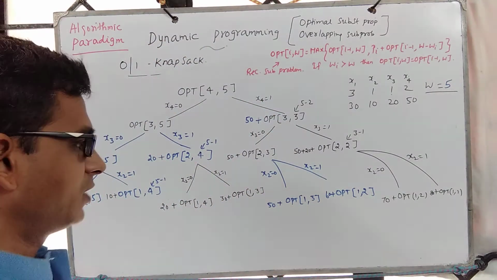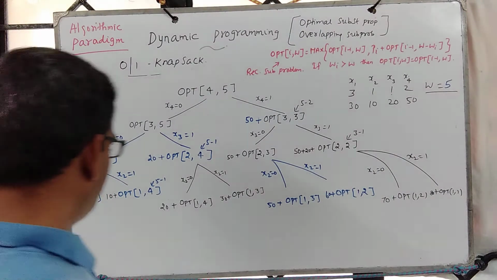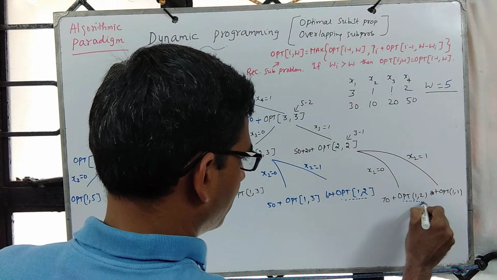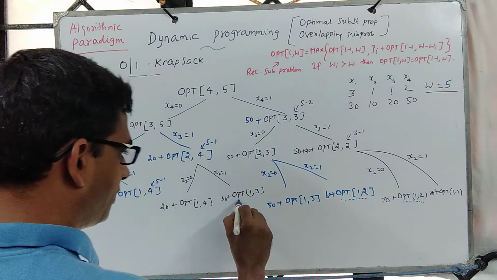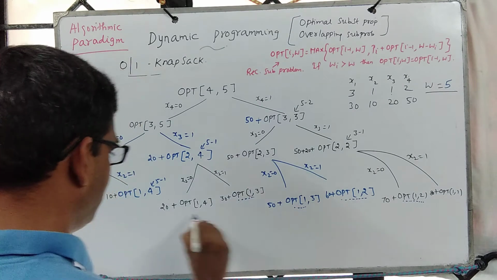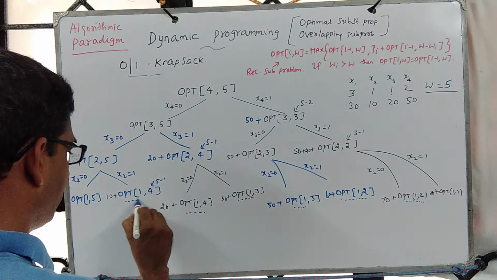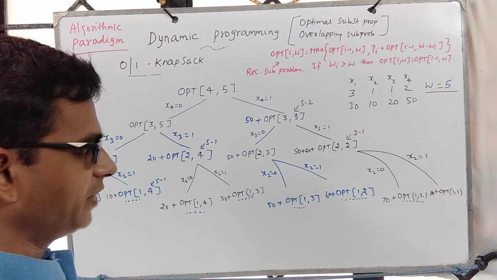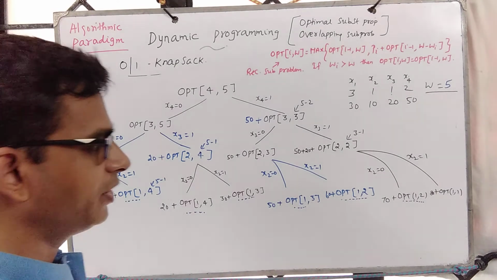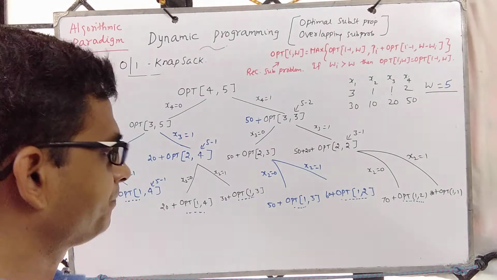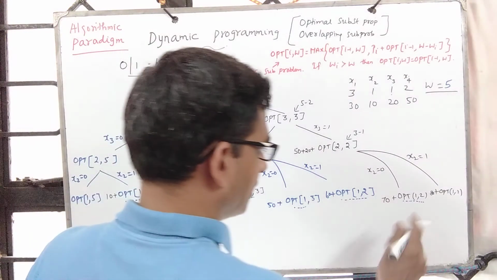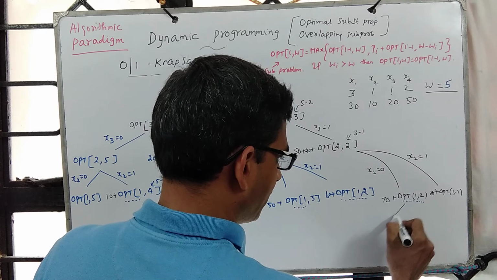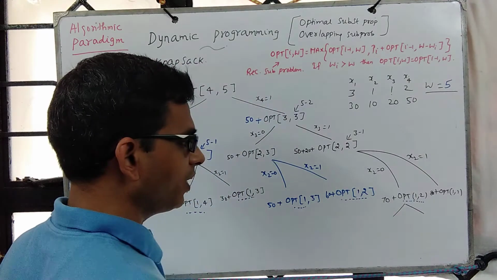Fine. So now you can see that opt of 1 comma 2 is appearing here and here, opt of 1 comma 3 is here and here, 1 comma 4 is here and here. So there are clearly overlapping subproblems. So we compute once and then reuse the solution. Okay. So let's compute this part. If we compute 1 comma 2, now what do we get?